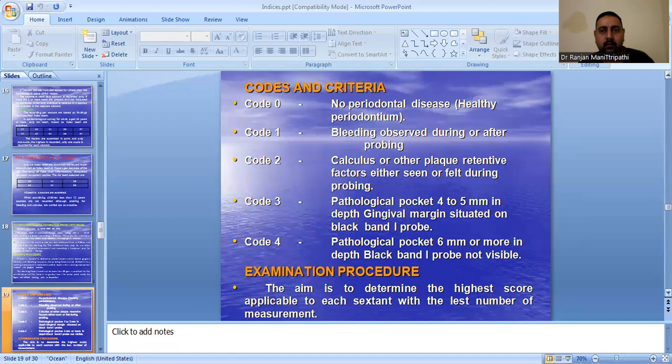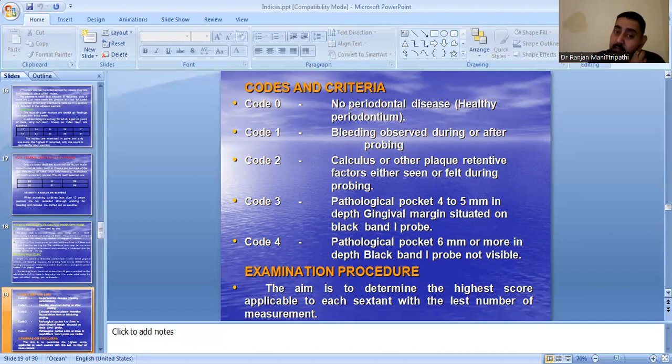There are various codes and criteria. Code 0 means no periodontal disease or healthy periodontium. Code 1 means bleeding observed during or after probing. Code 2 is calculus or other plaque retentive factors either seen or felt during probing. Code 3 is pathological pocket 4 to 5 mm in depth, gingival margin situated on the black band of the probe. Code 4 is pathological pocket 6 mm deep or more, black band of the probe is not visible.